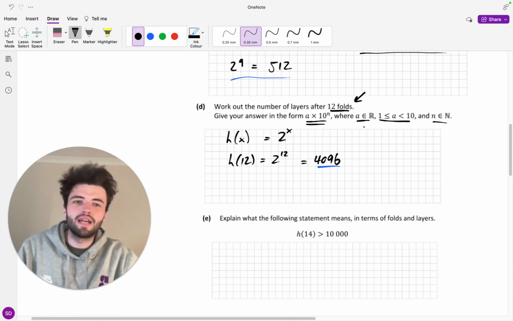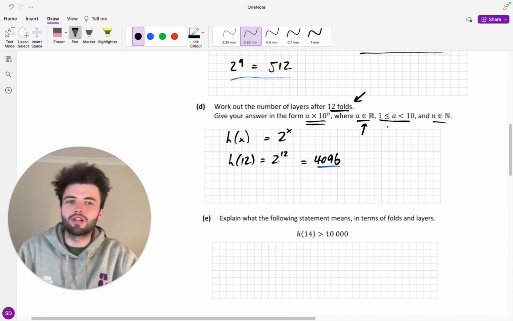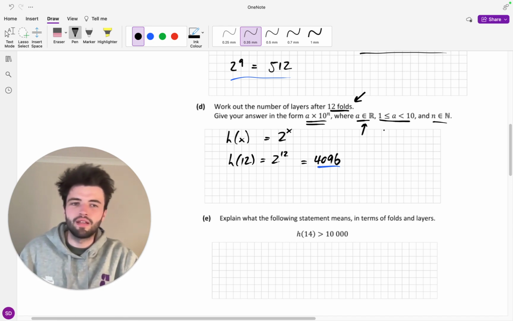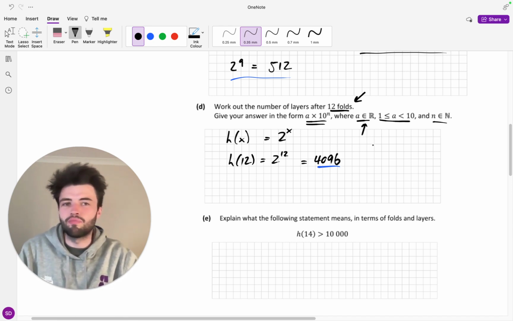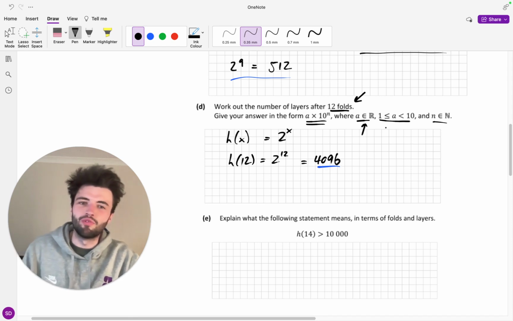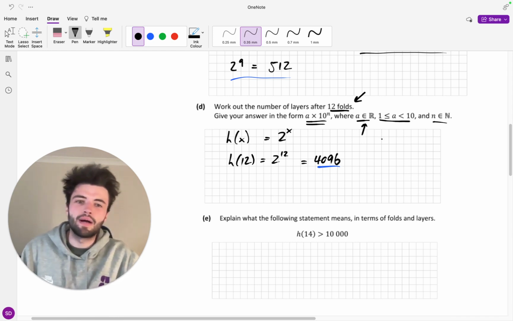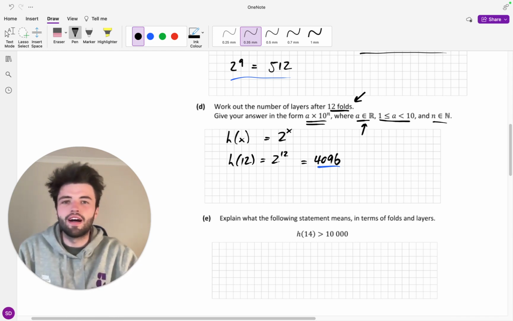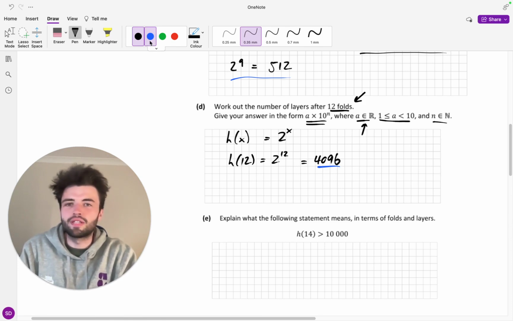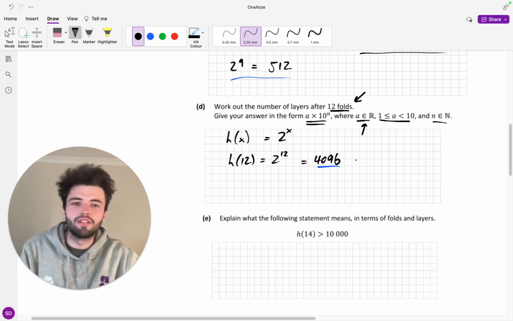The good news is a is just a real number, so we don't really have to be too worried about a. It can have decimal places, it can be pretty much anything we wanted to. It could even be a negative number, though it won't be for this question. But really what we need to worry about is getting a power of 10 out of this. And so how do we do that? Basically this is a fancy version of factorization. If we think about it, we've got 4096 and we're looking to take out a factor of 10, and it's always the largest factor of 10 we take out.